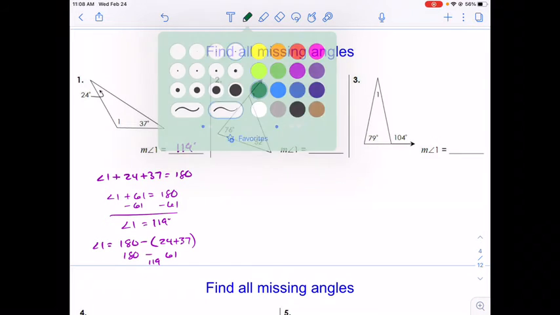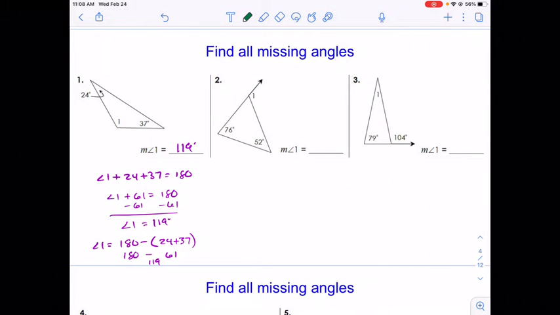For number 2 here we have an exterior angle. Well, remember, for an exterior angle, angle 1 is equal to the sum of the two non-adjacent interior angles. So this is 76 plus 52. We're going to add these together, so angle 1 is going to equal 128. So 128 is our answer.